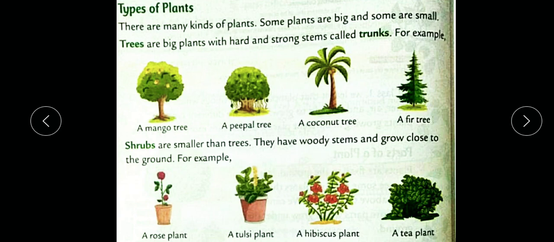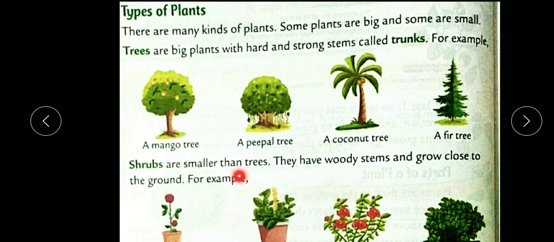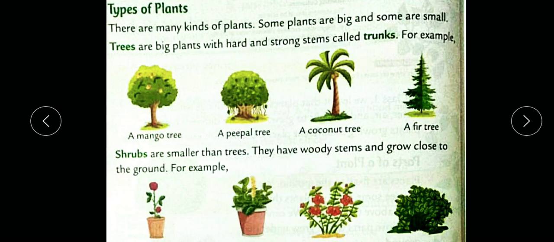So let's talk about trees. See, trees are big and they have hard and strong stems. And this hard and strong stem is called trunk. Okay. Examples: mango tree, peepal tree, coconut tree, or fir tree.